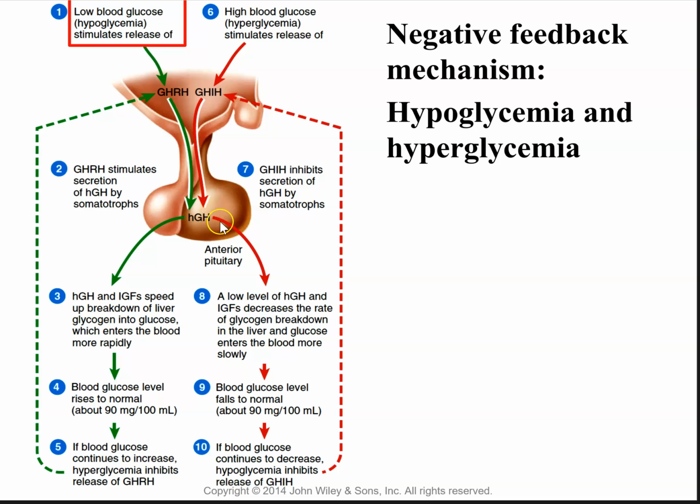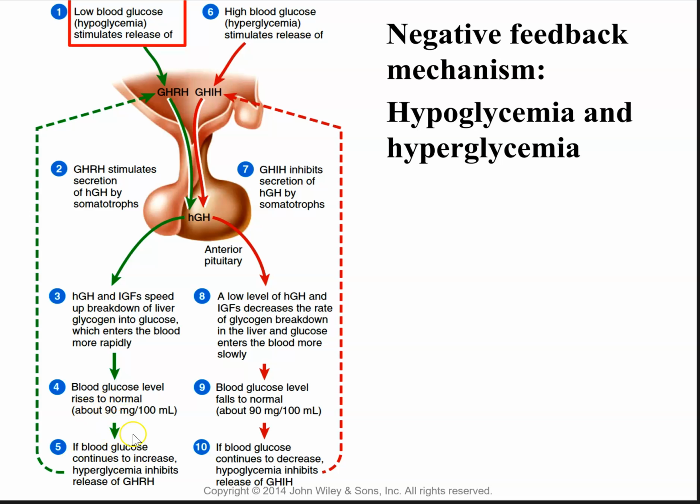And the growth hormone stimulates secretion of insulin-like growth factors by the liver. And the liver basically converts the stored glycogen into glucose. This glucose enters the bloodstream very rapidly, and it leads to increase in the blood glucose level.